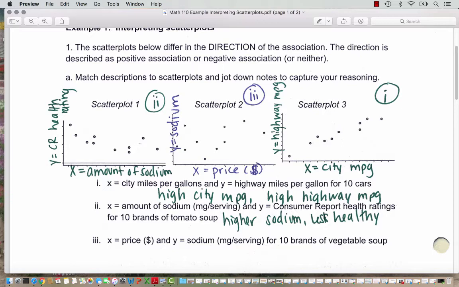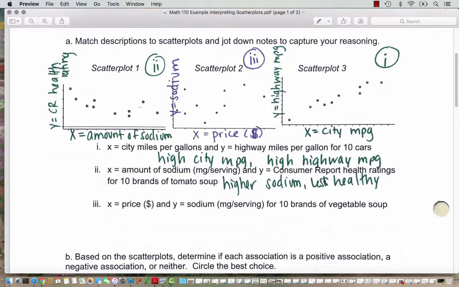So to recap, scatterplot 1 shows a negative association where as the x values increase, the y values decrease. Scatterplot 2 shows no association. We see the points dip down and then back up again. And scatterplot 3 shows a positive association. As the x values increase, the y values also increase.